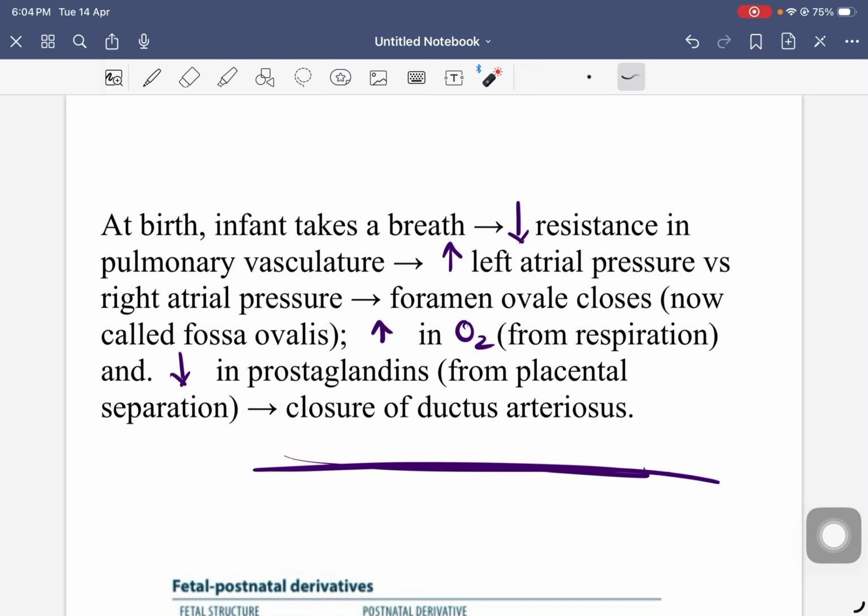Now this is one of the most important points. At birth, the infant takes a breath, there is a decrease in resistance in the pulmonary vasculature and an increase in the left atrial pressure versus the right atrial pressure. So the foramen ovale closes. Now it is called the fossa ovalis. If there is an increase in oxygen from respiration and a decrease in prostaglandins from the placenta, there is closure of the ductus arteriosus. This is how the mechanism happens.